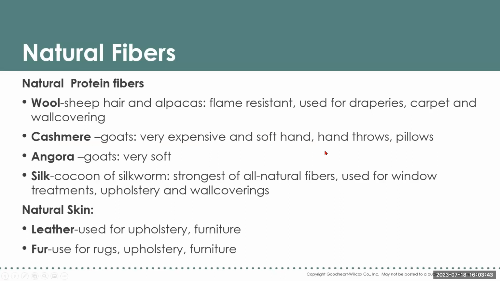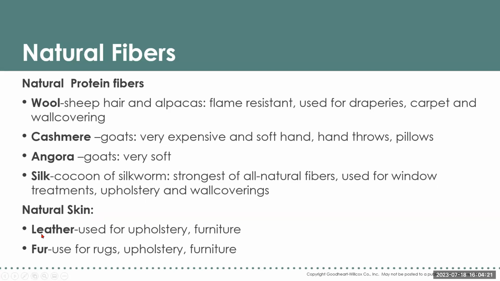Very expensive, very soft. I don't have the budget for cashmere, but maybe a throw pillow or a little throw blanket. Now, Angora also comes from Angora goats, and that is extremely soft. I thought cashmere is soft, but this is a little bit of longer hair in Angora. Then you have silk. That comes from the cocoon of a silkworm. It's one of the strongest all-natural fibers. And it can be done in treatments, upholstery, wall covering. However, silk, you have to be careful. It's hard to clean, and it can fade in the sun.